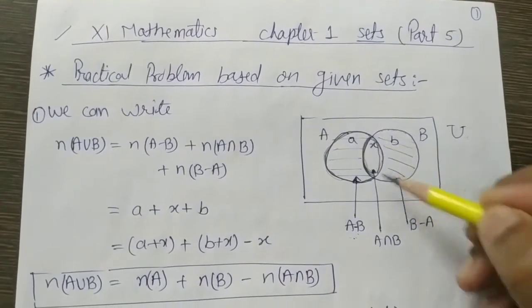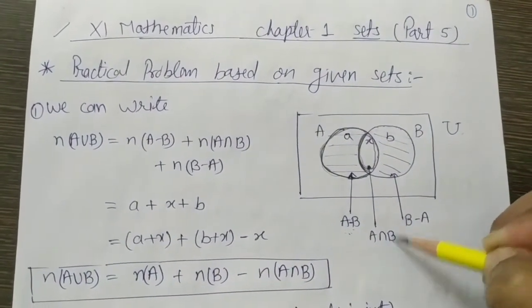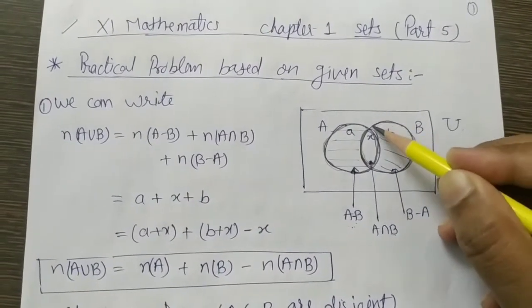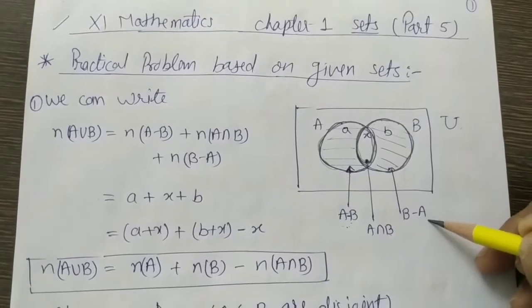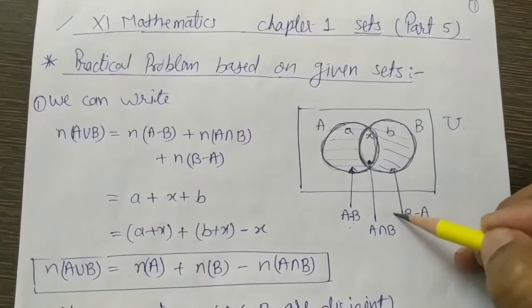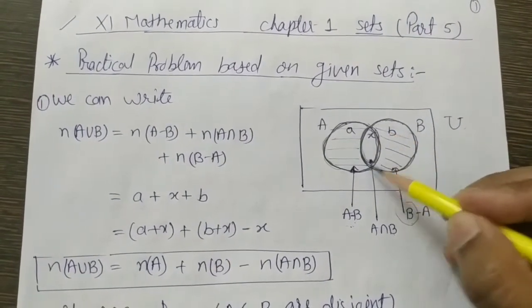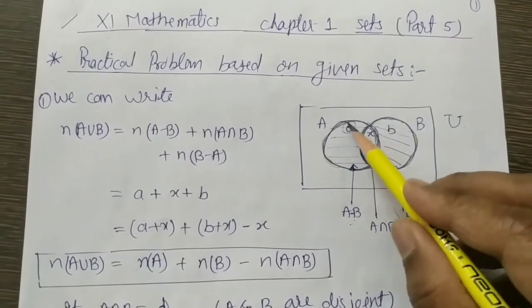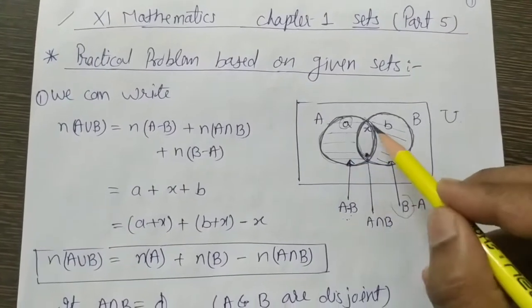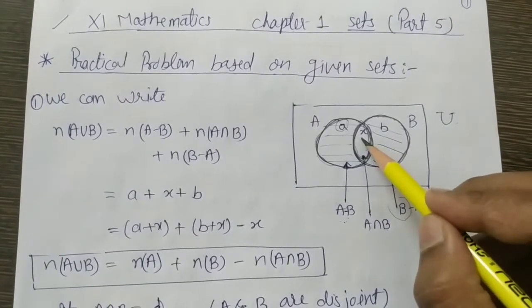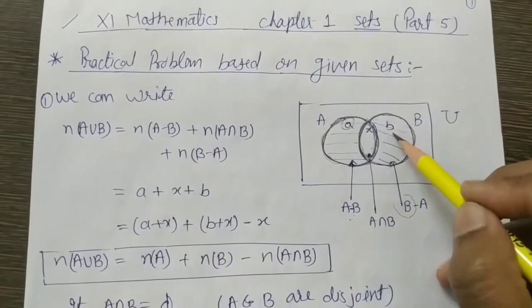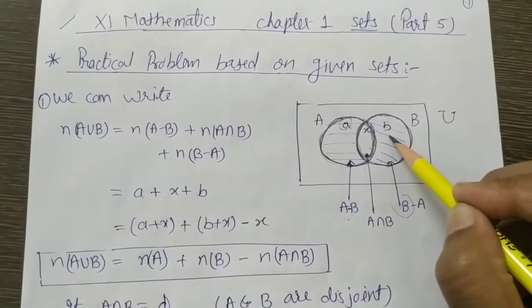Common part is known as A intersection B. And this shaded part we get from B minus A. We have taken complete set B and removed the elements of A. Suppose here we have number of element A. In this common part, number of elements are X, and in this shaded part, the number of elements are B.